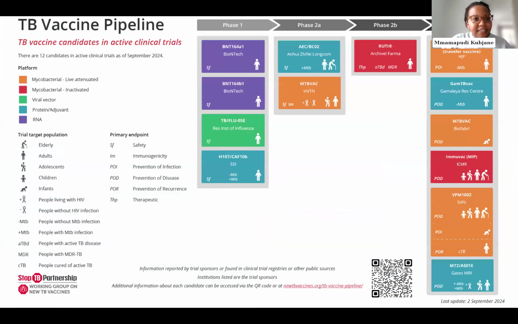And just to give us a picture of where we're at with the vaccine pipeline for TB currently, as of September 2024, there were about 12 candidate vaccines in trial stages and about 6 in phase 3, and about 3 of them are prevention of disease, and about 3 are prevention of infection, targeting various population groups from infants, elderly, adolescents, and HIV-infected individuals, which is very important in settings in Southern Africa, especially.